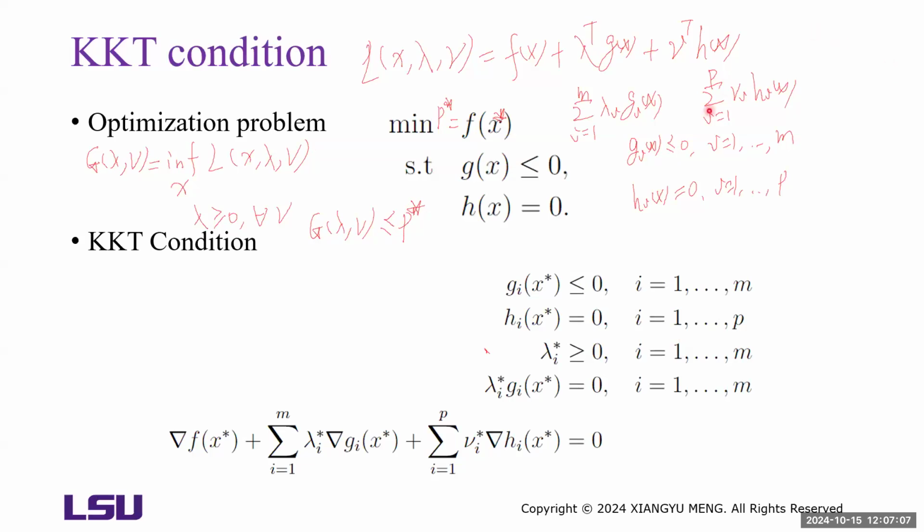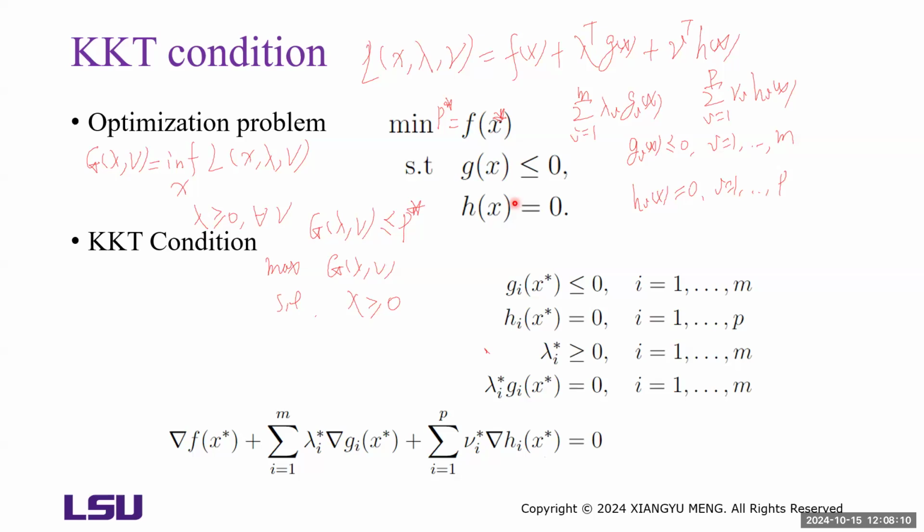Since g(lambda, v) is a lower bound of p star for any lambda greater than or equal to 0 and any v, we are interested in finding the best lower bound that can be obtained from the Lagrange dual function. This leads to the optimization problem: maximize g(lambda, v) subject to lambda greater than or equal to 0. This problem is called the Lagrange dual problem associated with the original optimization problem. In this context, the original optimization problem is sometimes called the primal problem.